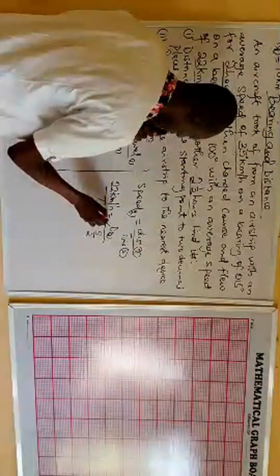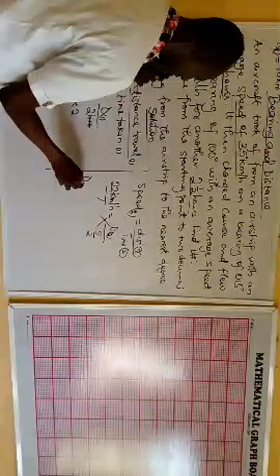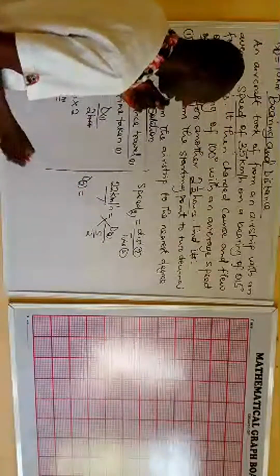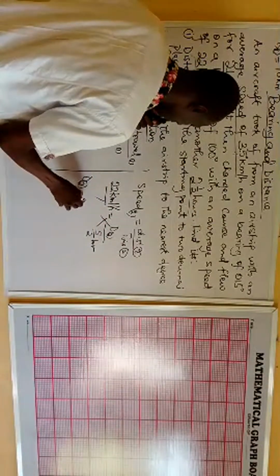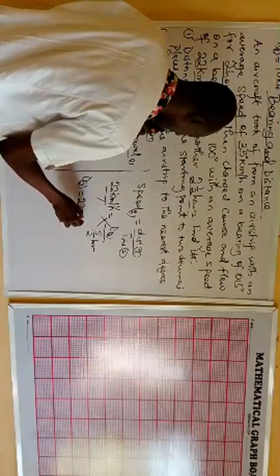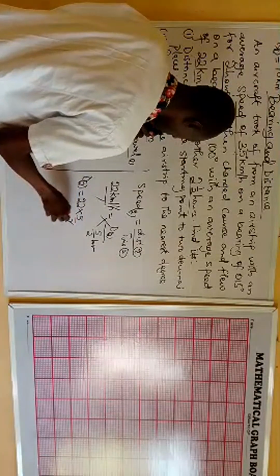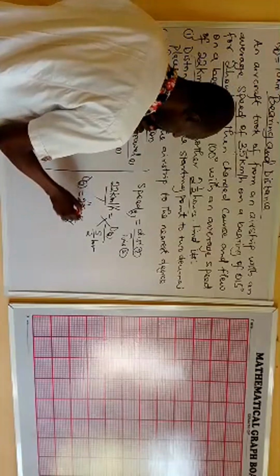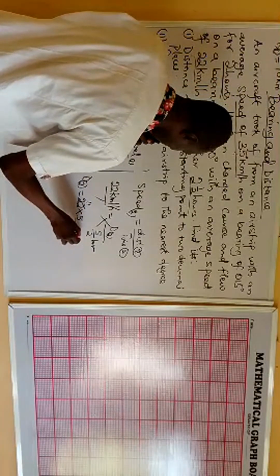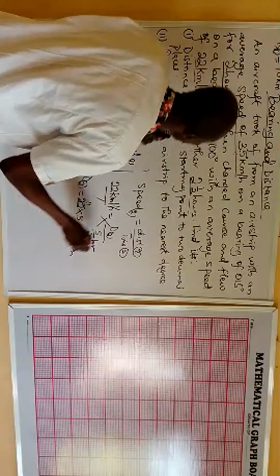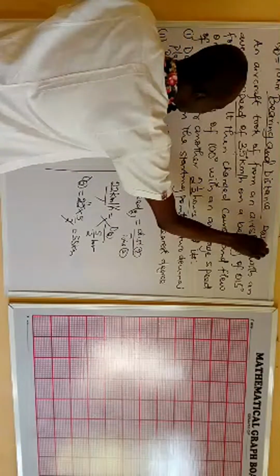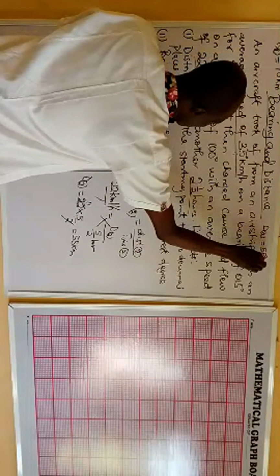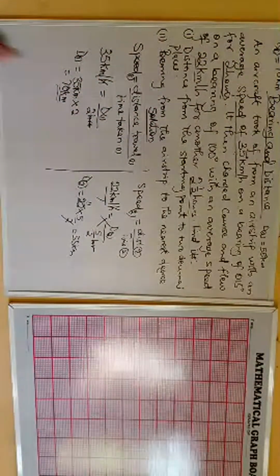So 5 over 2. We cross multiply. The distance 2 is equal to 22 times 5 over 2. Take note, hour cancels hour. Cancelling the 2 gives us 11, and 11 times 5 is 55 kilometers. Let me write it somewhere here: the distance 2 is 55 kilometers. Now we have got the distances. I want to start solving now.